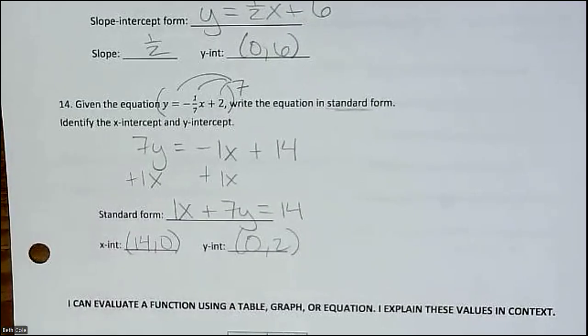Is the last number in the equation always going to be the x-intercept? No, that only happened because it was 1x. X-intercept is 14.